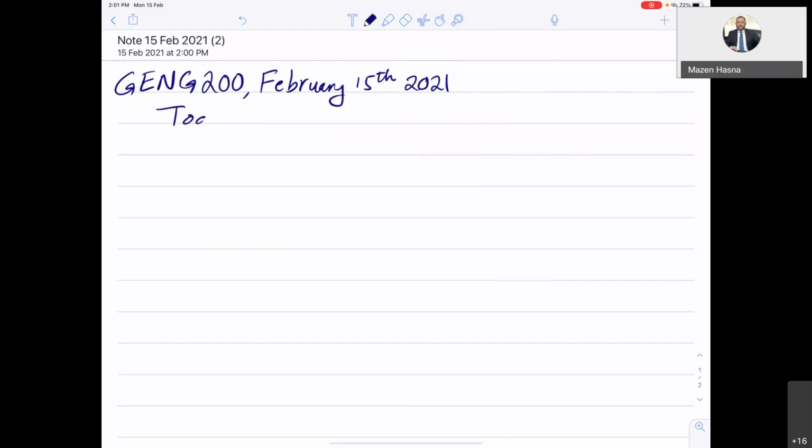So GH200, and today is February 15th, 2021. So today we'll do uniform and Gaussian distributions.